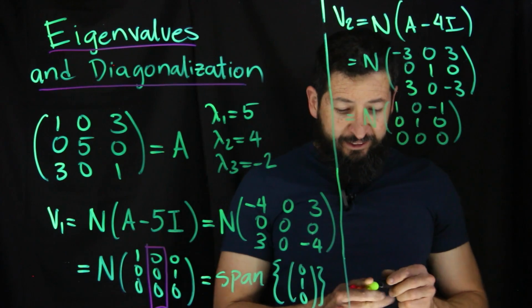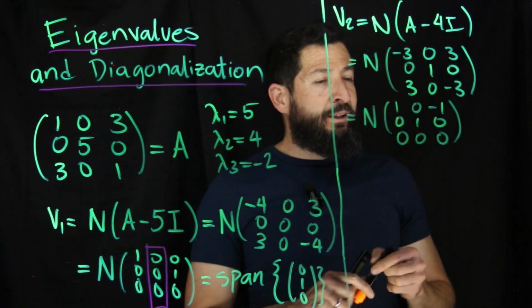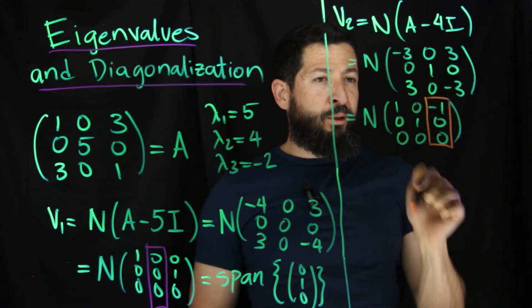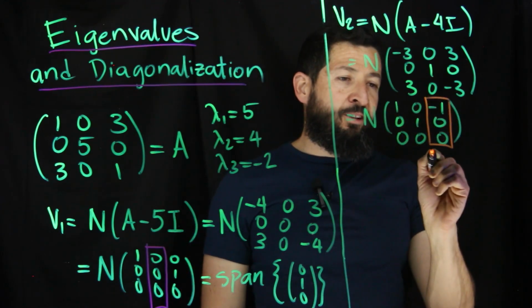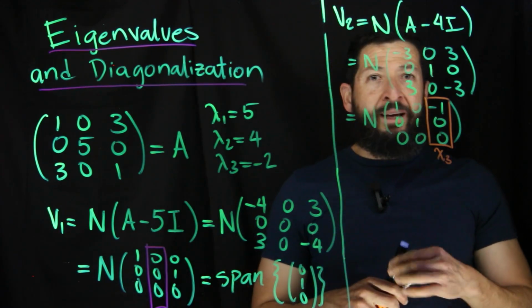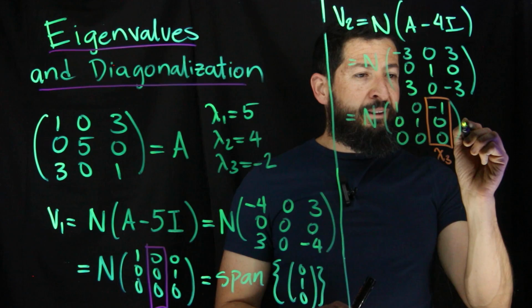Now, firstly, as I said, I identify my free variable. My free variable now is x3 because I have no pivot there. And so x3 is my free variable. And once I have that, I will write this as the span.